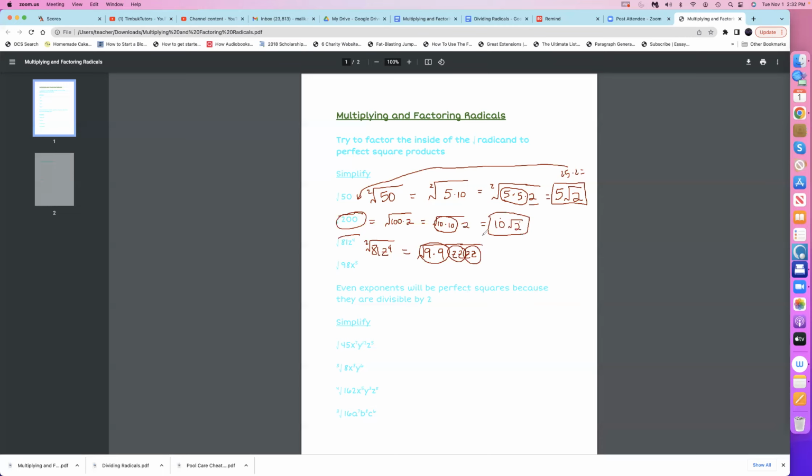Nothing is left under the radical sign. So everyone's out, everyone's free. A 9, z, and then another z, which when you combine them is 9z squared.